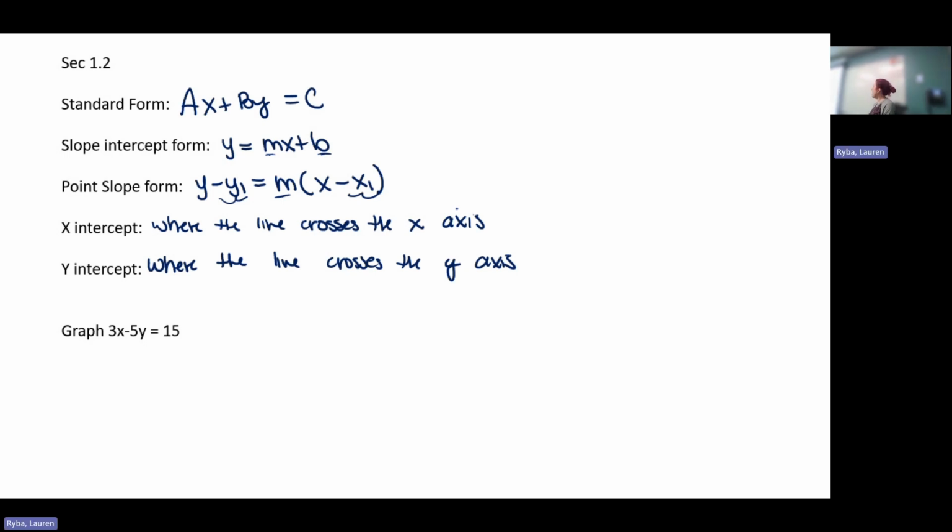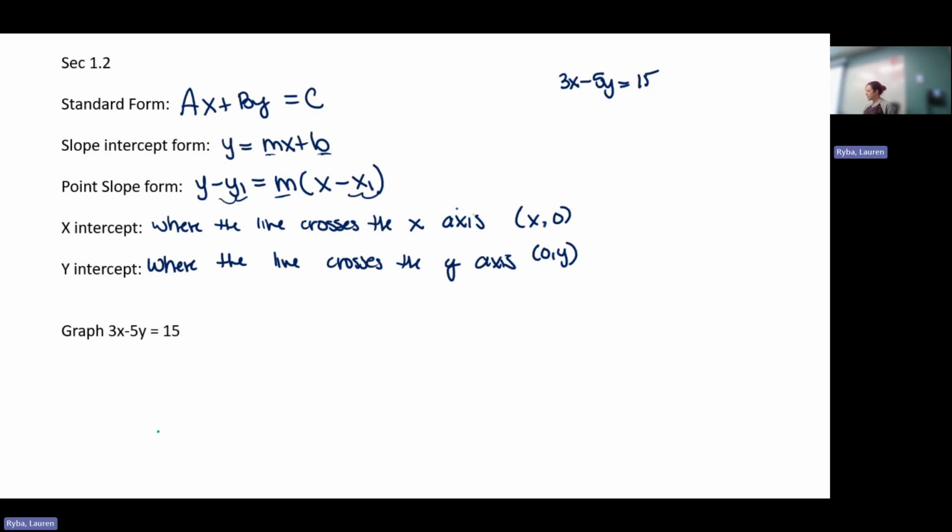All right, so how are we going to graph a line? Well, there's a few options. This is what we have. 3x minus 5y equals 15. So this is set up for our intercepts. It's in standard form, so the easiest way is to find our intercepts. So intercepts are in the form of this, x comma 0 or 0 comma y. You're finding the other variable when 1 is 0.